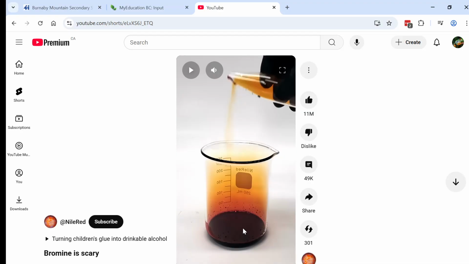Okay. We also know that it gives off a toxic gas. So we could write that down. It gives off a toxic gas. And then let's just watch the rest of this.